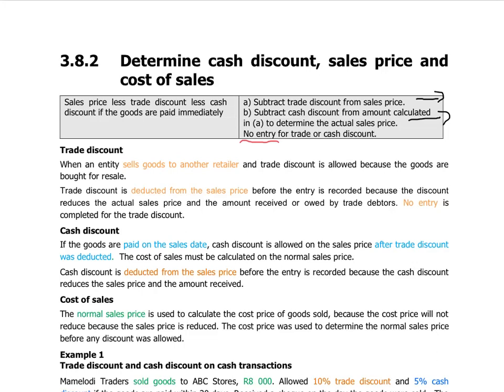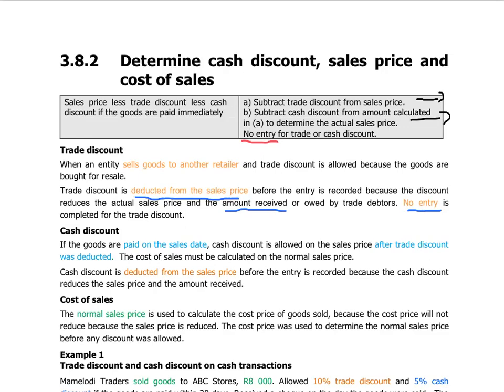Trade discount is deducted from the sales price before the entry is recorded, because the trade discount reduces the sales price and it will reduce the amount received as cash or the amount that is owed by trade debtors. No entry is recorded for the trade discount. So trade discount is deducted from the sales price to determine the actual sales price that will be received as an income and the amount that will be deposited in the bank or the amount that the debtors owe you. No entry is recorded for trade discount.